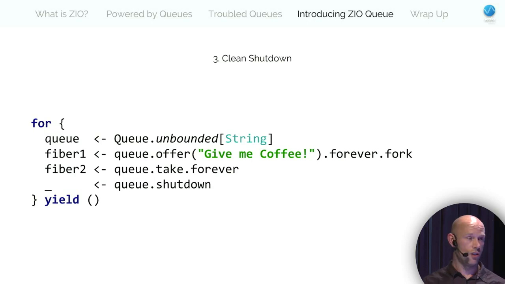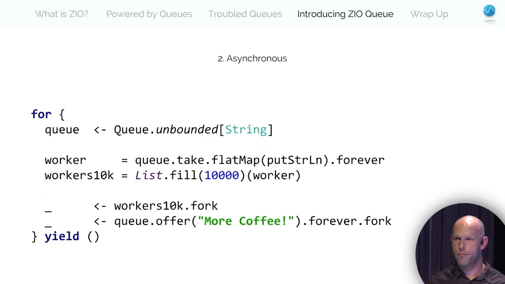Killer feature number two is that this is an asynchronous queue. What I mean by that is there's no blocking in any of these methods. They all return right away, and then they'll do callbacks at some point later on. In this case, I use this to my advantage. I create an unbounded queue. I take something from the queue, and I print it out, and I run that forever. So that's a worker. My worker is just going to take something from the queue and print it out. And these workers are going to run forever, at least until they're interrupted.